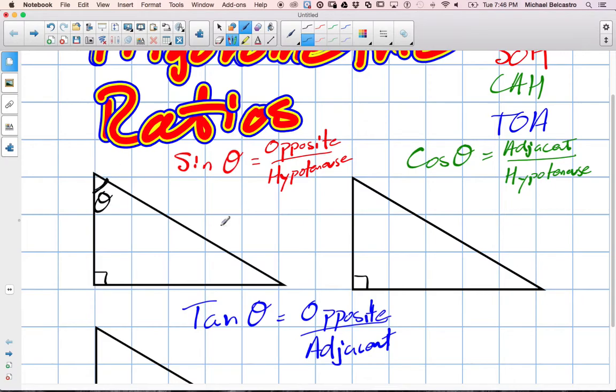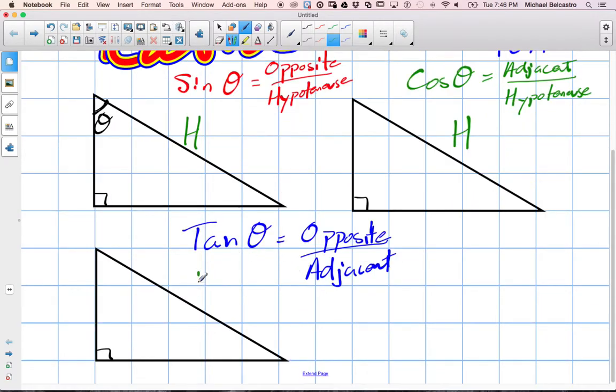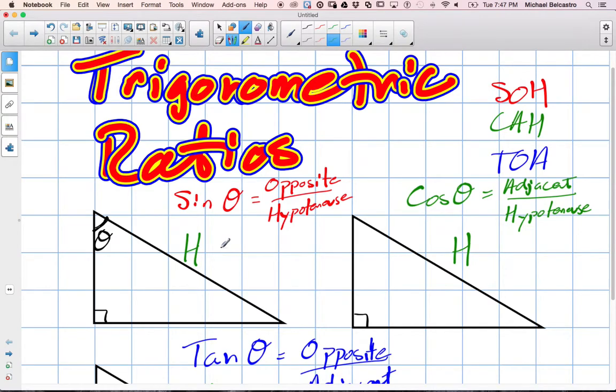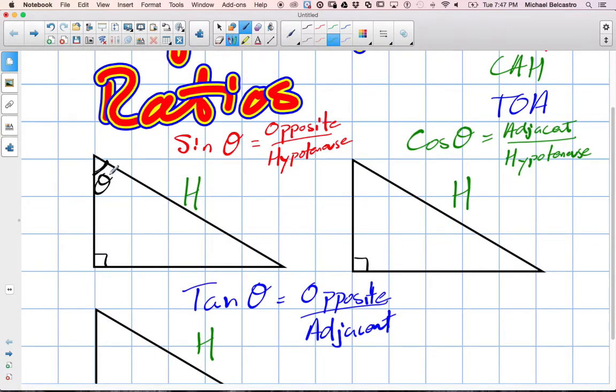Actually, maybe we should define this first. The opposite of the right angle of a triangle is the hypotenuse. It's the longest side. It's always opposite of the 90. So in all of our instances, this will be our hypotenuse. This never changes. Now, depending on what angle we're dealing with, the other sides will change.